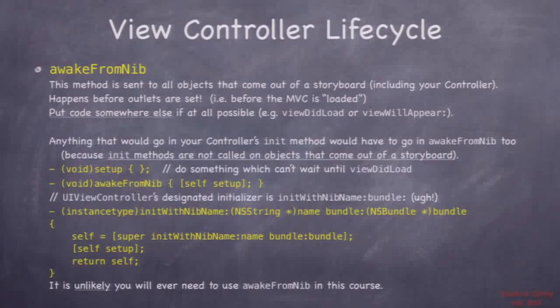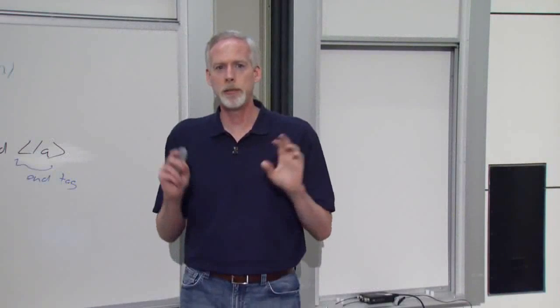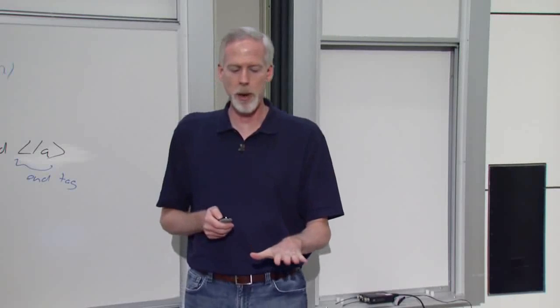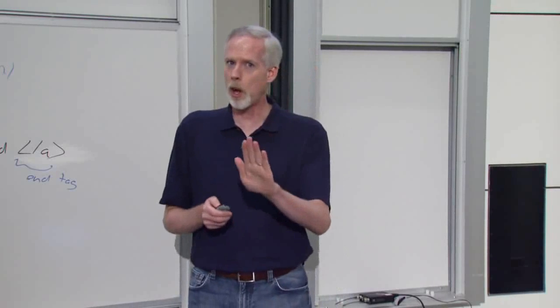And so to be correct, we usually like to call whatever we're going to call from awakeFromNib also in that init method. And so you use this little template where you have some method called setup or something. awakeFromNib calls that. And then initWithNibName says self = super initWithNibName:bundle:, because that's the designated initializer. Then self setup, return self. So if you're going to put awakeFromNib in there, go ahead and put this little 3-line initWithNibName also in there, just to be correct. Probably not necessary in this class. I don't think you're going to need awakeFromNib in this class. viewDidLoad is what you want.